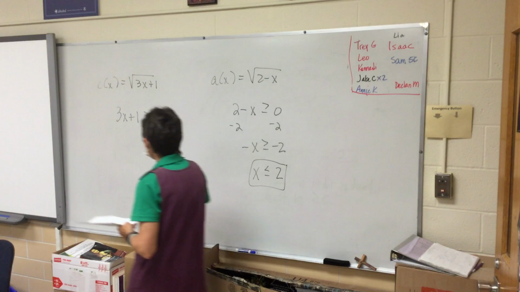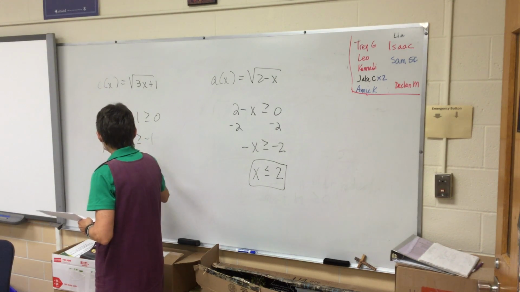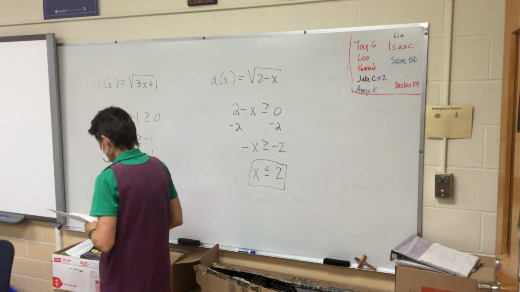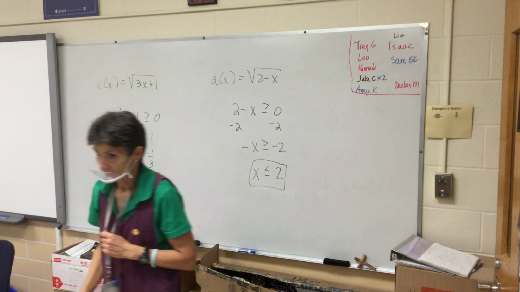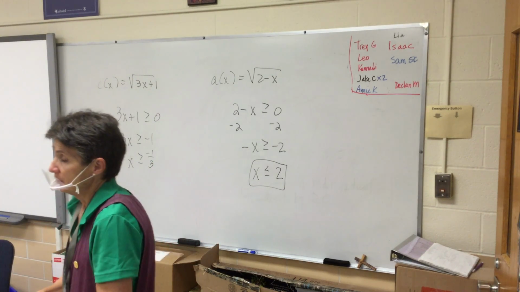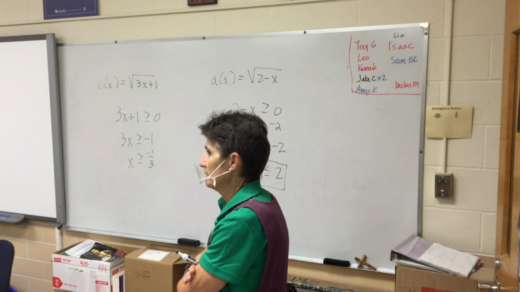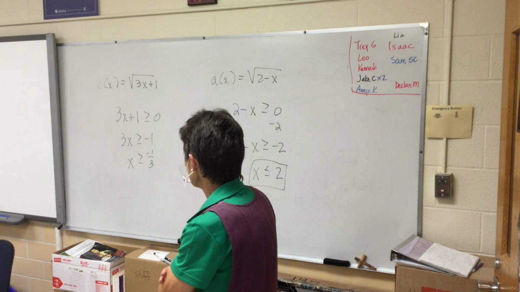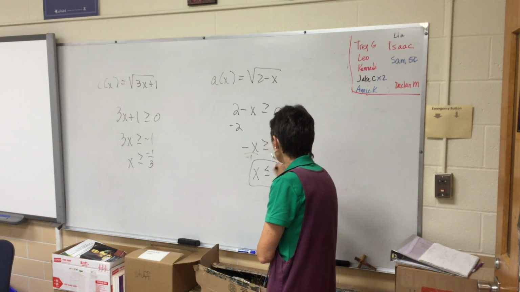So we'll subtract 1 and divide by 3. Do I switch the sign? No. Because what did I divide by? A positive 3. I have a negative number up there, but I didn't divide by it. So I don't change the sign. I only change the sign when I'm dividing by a negative.